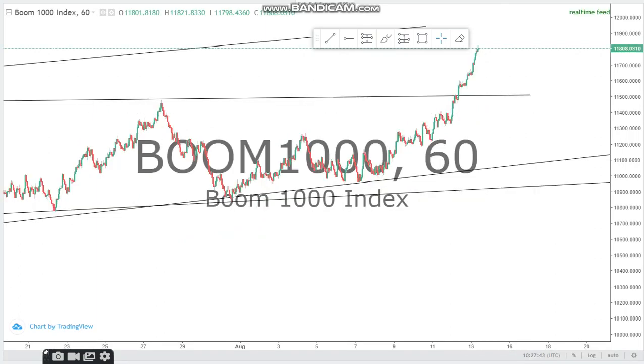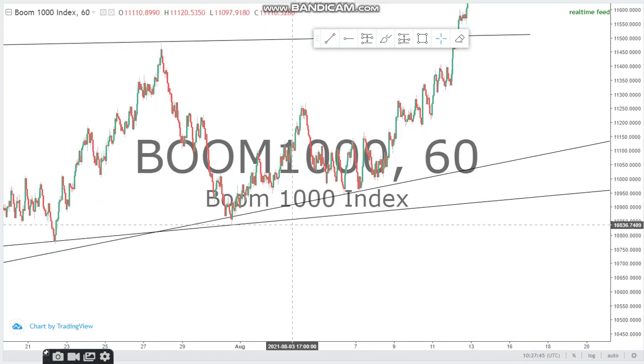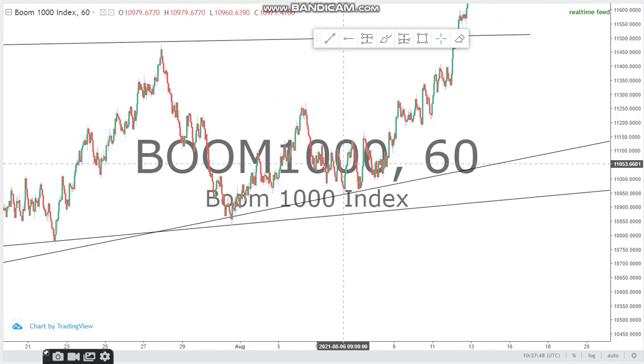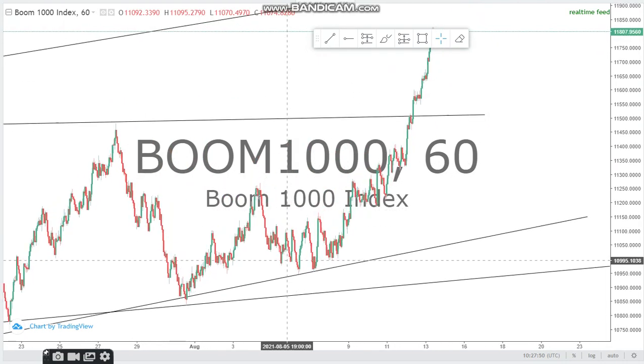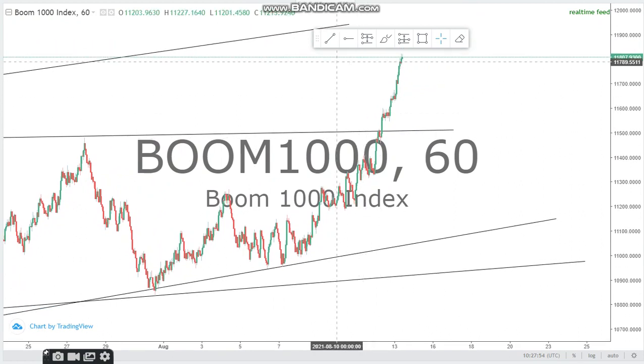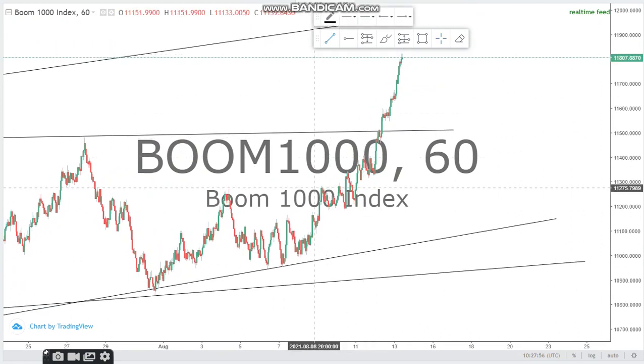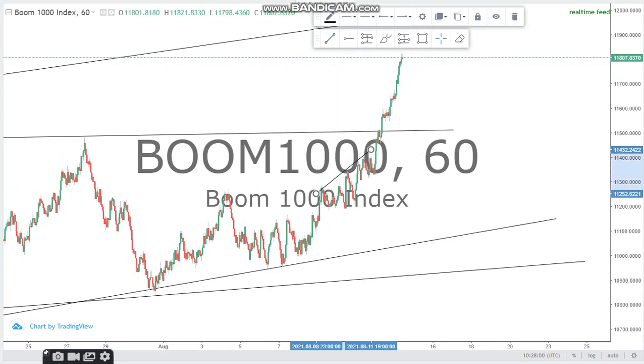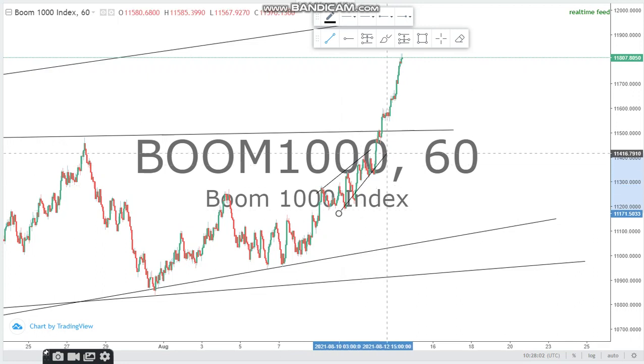Okay, it's still loading. Okay, here it is now. So now we have something like this, guys. So what does this mean? This means that Boom 1000 has been respecting price action, guys.